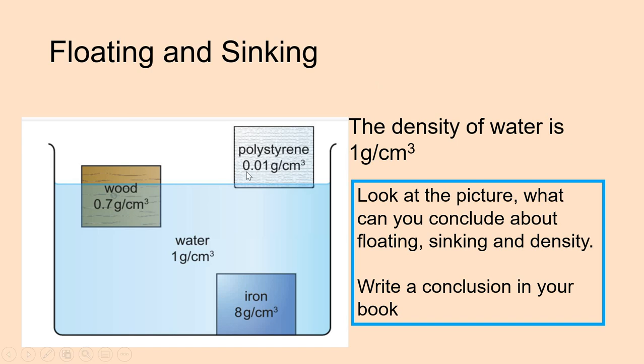So the polystyrene has a density of 0.01 grams per centimetre cubed and it's floating. The wood has a density of 0.7 grams per centimetre cubed and it's floating. The water has a density of 1 gram per centimetre cubed. The iron has a density of 8 grams per centimetre cubed and is sinking.